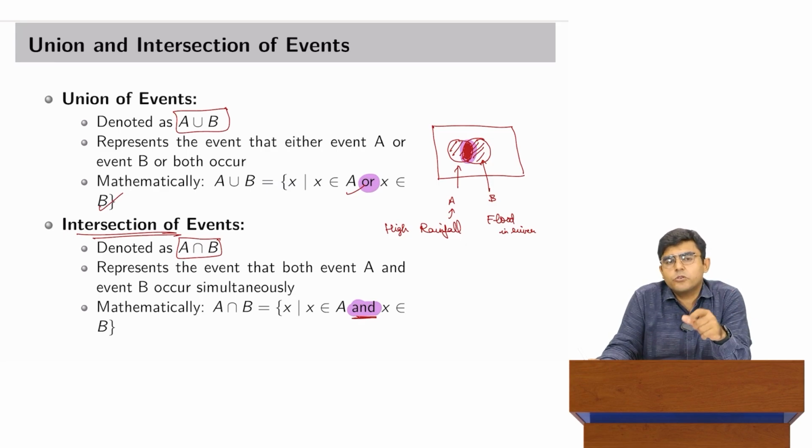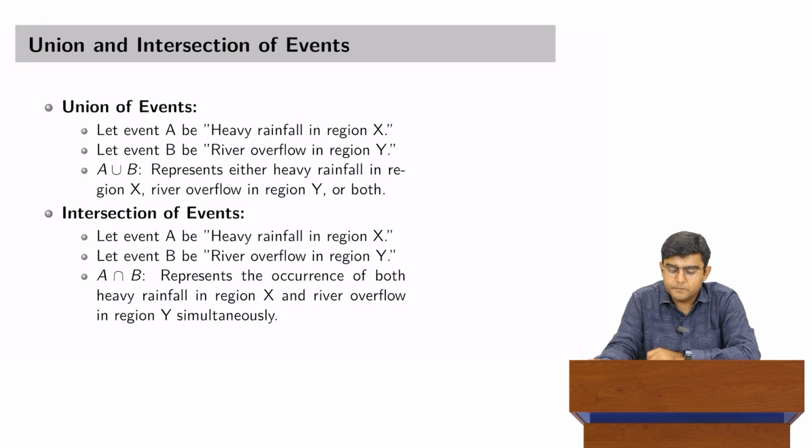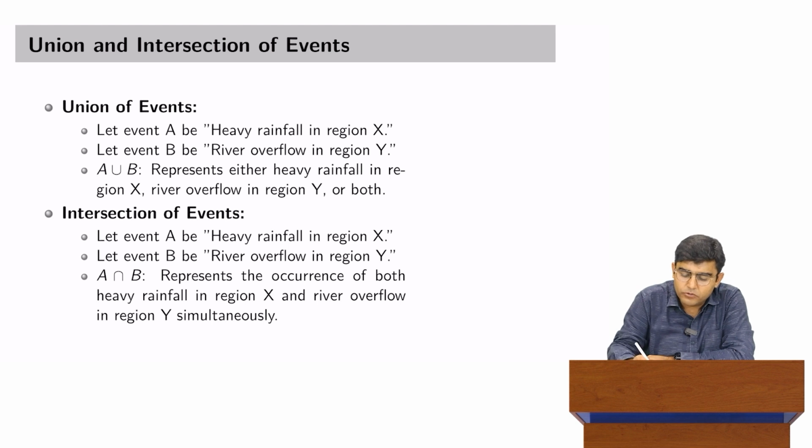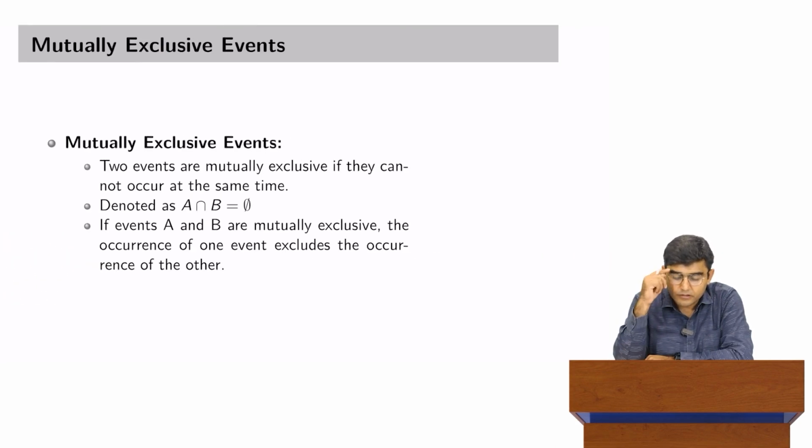Hence, whenever I use a phrase like A or B, I am essentially talking about the union. When I am talking about A and B in a probability sense, I am essentially talking about the intersection. So this emphasis has to be kept in mind as we build our discussions on the concept of probabilities. I already discussed this example, about rainfall in region X and overflow in the same region or another region, and we can talk about intersections and unions in the context of any event under consideration.